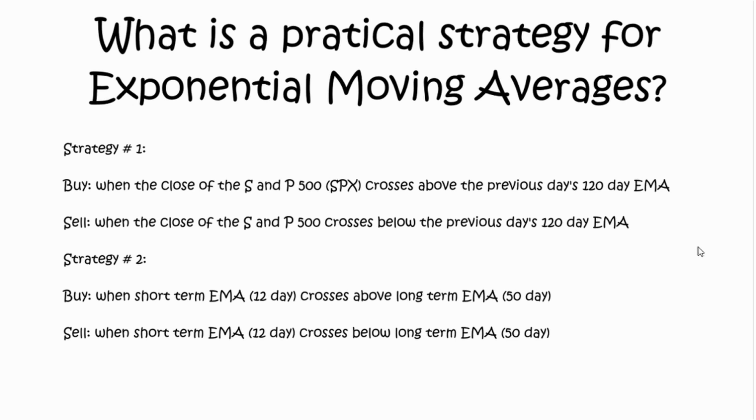The second strategy I found useful is to calculate a 12-day EMA, which is your short-term EMA, and a 50-day EMA, which is your long-term EMA. And you're going to buy when the short-term EMA crosses above the long-term EMA, and then you're going to sell when the short-term EMA crosses below the long-term EMA.